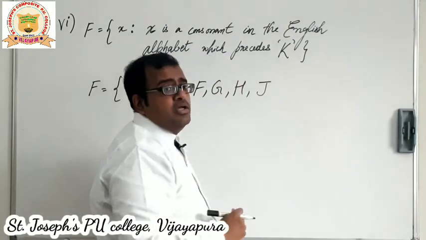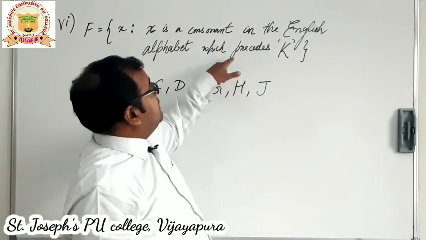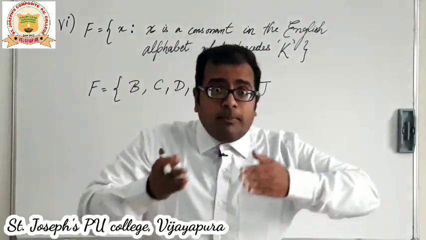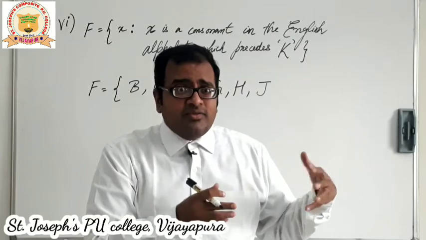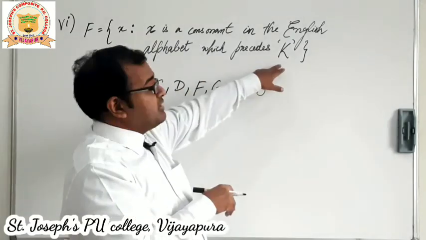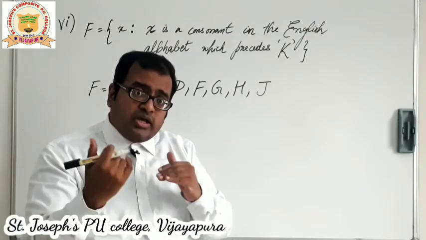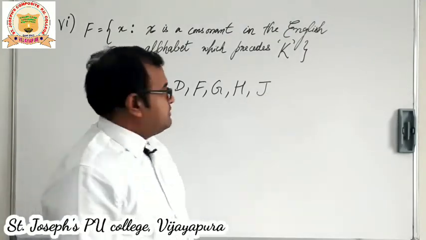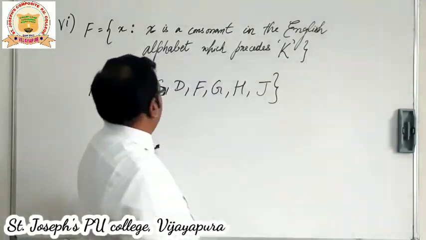Then K, no, you can't write K. They have told which precedes K, not up to K or till K. If they say until or up to K, then you could have written K, but precedes means before K. It's J. Let's stop at that. That's the answer.